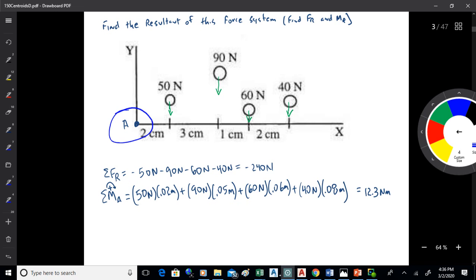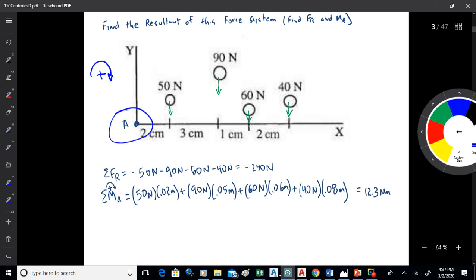I could take the moment about the origin. I'll call the origin A. So I go sum of MA, 50 newtons times 0.02 meters. Now notice what I'm doing here. I'm going to use the left-hand rule on this because I don't want a bunch of negative signs. I'm just going to call that positive, and that's legal as long as you call it out. The right-hand rule is somewhat arbitrary. So I'm calling clockwise positive, just so I don't have a bunch of negative signs in here.